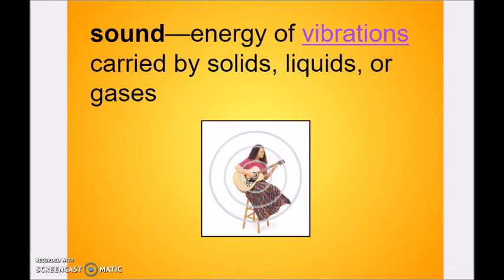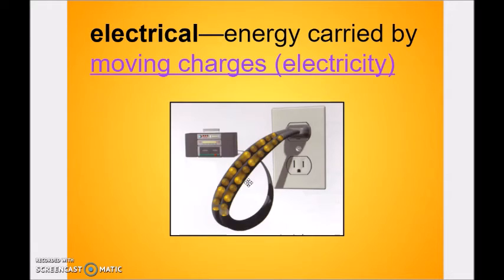Alright, next one, electrical energy. That's energy carried by moving charges. Now, this gets a little complicated. This electrical energy happens when a circuit is turned on. So this radio right here has to be turned on for electrical energy to move from the outlet through the wire into the radio to turn radio signals into sound. If the circuit is switched off, there is no electrical energy because the electricity is not moving.